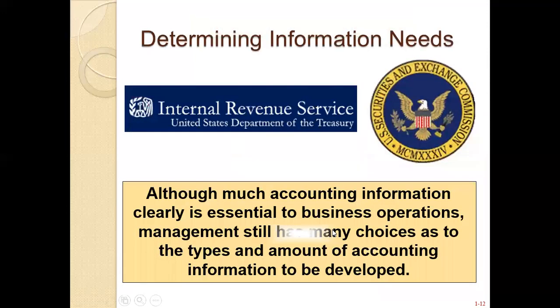Now, determine the information need. Like in Pakistan, we know about the FBR, and in the US the Internal Revenue Service. All accounting information is clearly essential to business operation. Management still has many choices as to the type and amount of accounting information that should be developed. Sure, every business needs to find the accounting information of its business operation and inform this information to the government.